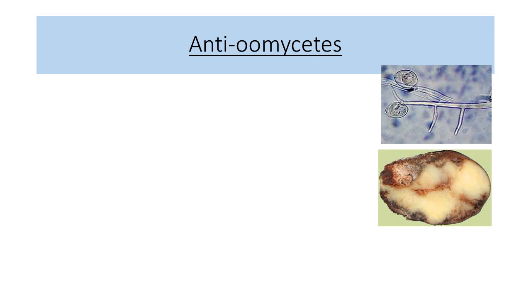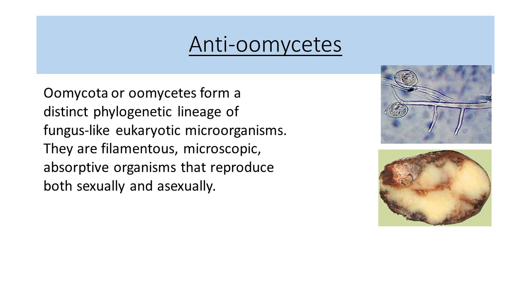Another group of important chemicals are anti-oomycetes. Now, oomycetes are really similar to fungi, but they are eukaryotic fungi-like microorganisms which have their own distinct grouping. All fungi obviously are eukaryotes, but these are particularly different in that they don't have chitin in their cell walls. But they have a filamentous appearance, and they reproduce sexually and asexually.